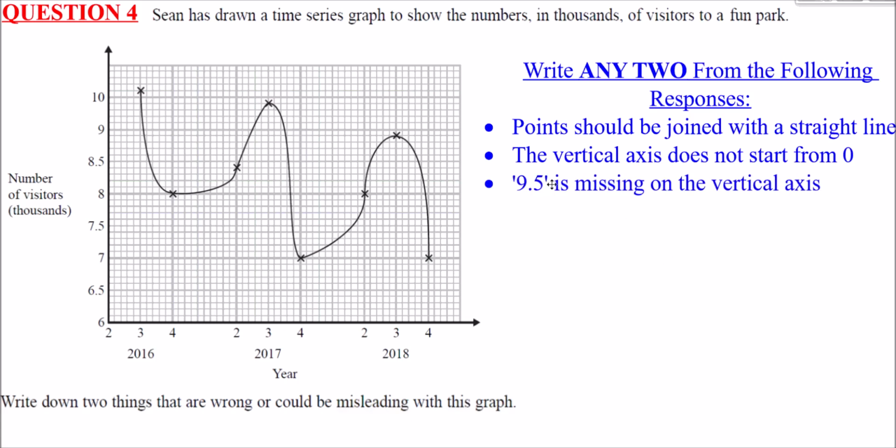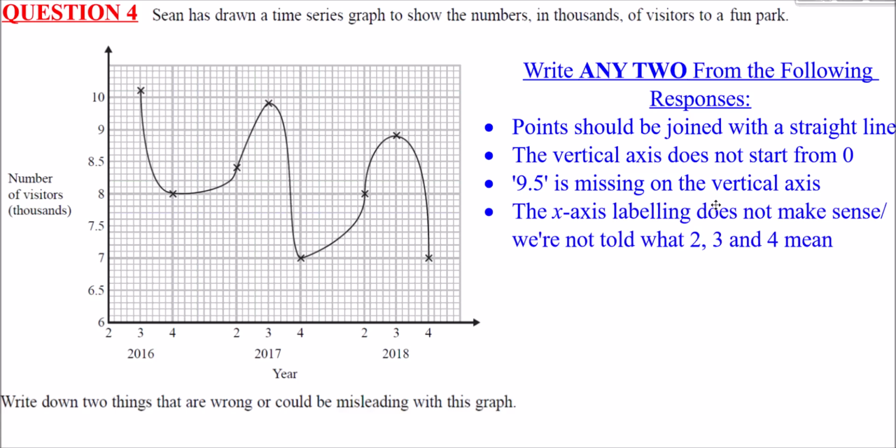Don't know if you noticed this, well done if you did. 9.5 is missing on the vertical axis. 6, 6.5, 7, the increments are 0.5. Each 5 little squares going up is worth 0.5. So 7.5, 8, 8.5, 9, then it jumps up to 10. So that is a mistake. So that's one I would mention personally.